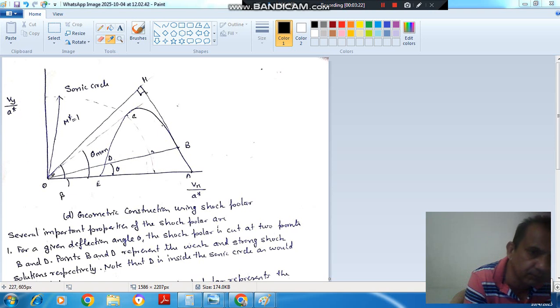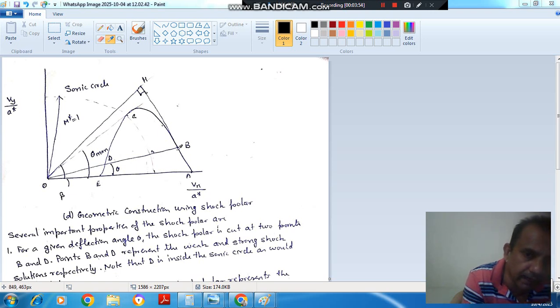So this is the condition before the shock, OA, in terms of non-dimensionalization, and this is the condition after the shock, and this is your shock polar in non-dimensionalized form. Okay. So this is for angle theta b, and in the same way this may be the angle for theta c or different angles. Okay, so this is your shock polar.